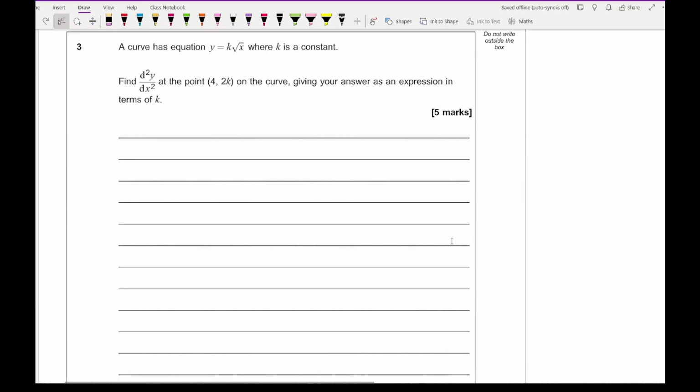Moving on to question 3, it says the curve has the equation of y equals k root x, where k is a constant. Find the second derivative at the point 4, 2k on the curve, giving your answer as an expression in terms of k. So the first thing we need to do here is translate this equation of a curve using indices. So it's going to be y equals kx to the power of a half.